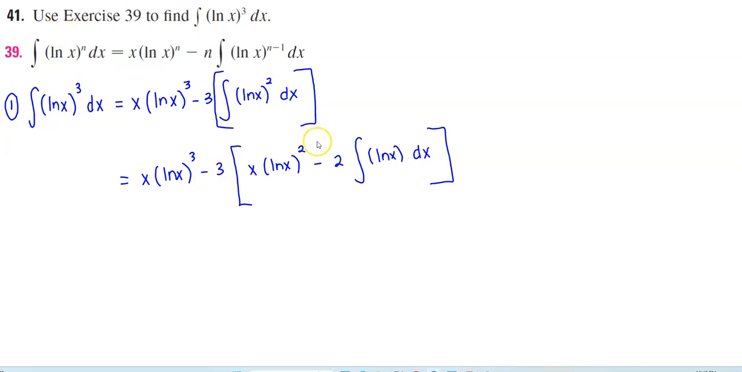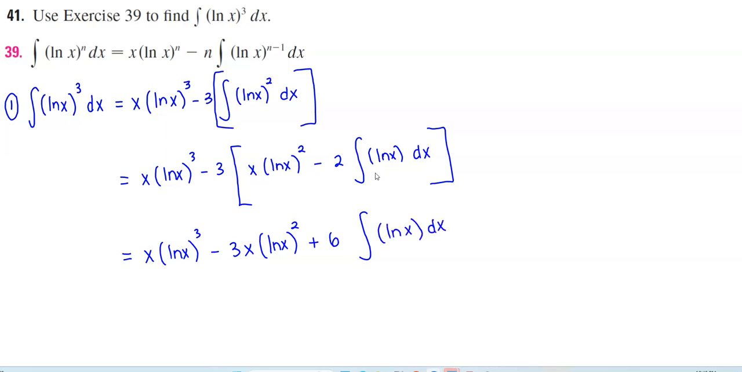So let's distribute the minus 3 to both of those terms. So we have x times the natural log of x to the third power minus 3x times the natural log of x squared. Negative 3 times negative 2 is plus 6. And then we want to then find the integral of the natural log of x dx. And now this is 1. So now we're going to use the formula again for that one.